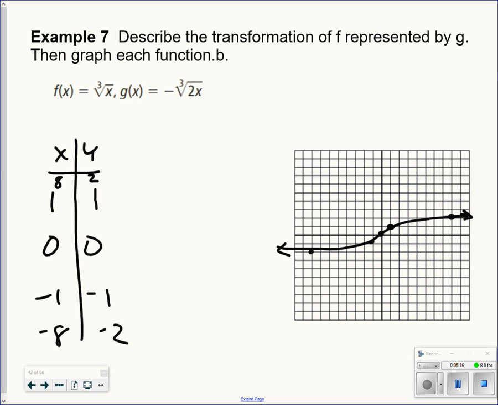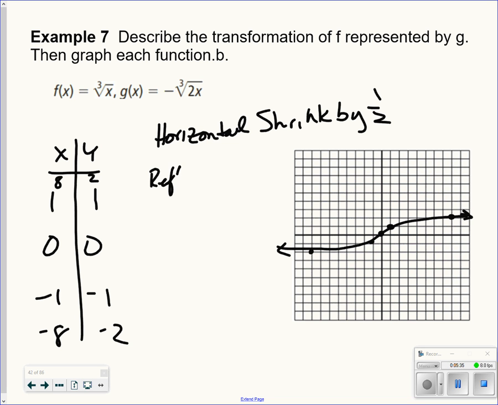Now, let's talk about the transformation here real fast. It's a horizontal shrink by a half, because it replaced x. And the negative on the outside makes that a reflection on the x-axis.